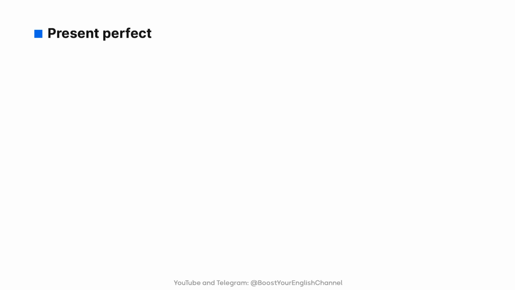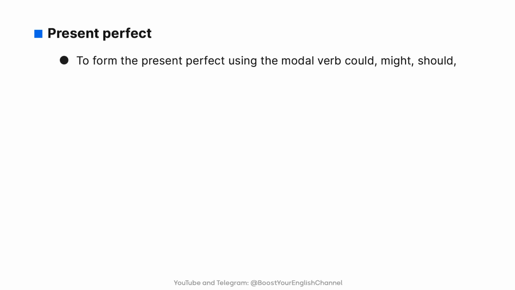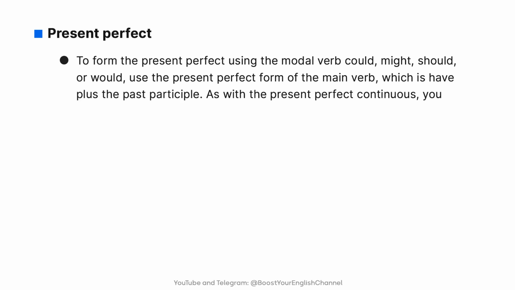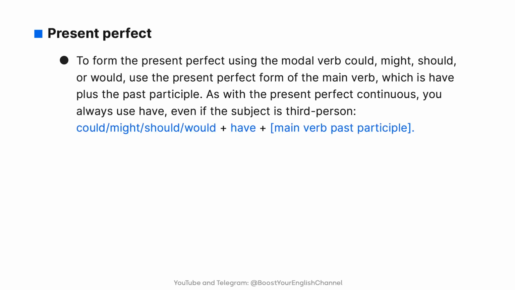Present perfect. To form the present perfect using the modal verb could, might, should, or would, use the present perfect form of the main verb, which is have plus the past participle. As with the present perfect continuous, you always use have, even if the subject is third person: could, might, should, would plus have plus main verb past participle. I might have gone to the party, but I forgot.